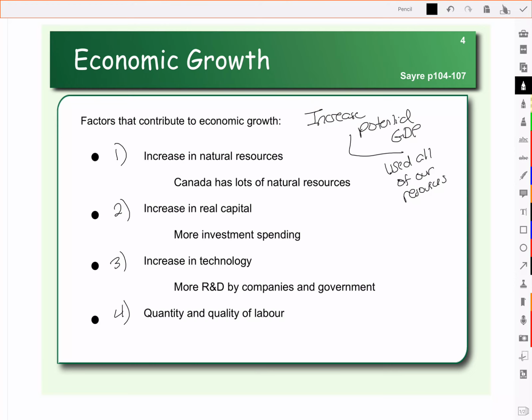Now, which one of these four do you think is the dominant source of Canadian economic growth? Which one does most of our economic growth come from? Well, the answer is the quantity and quality of labor. So we'll look in more detail about how you increase the quantity and quality of labor, since this is the primary source of Canadian economic growth.